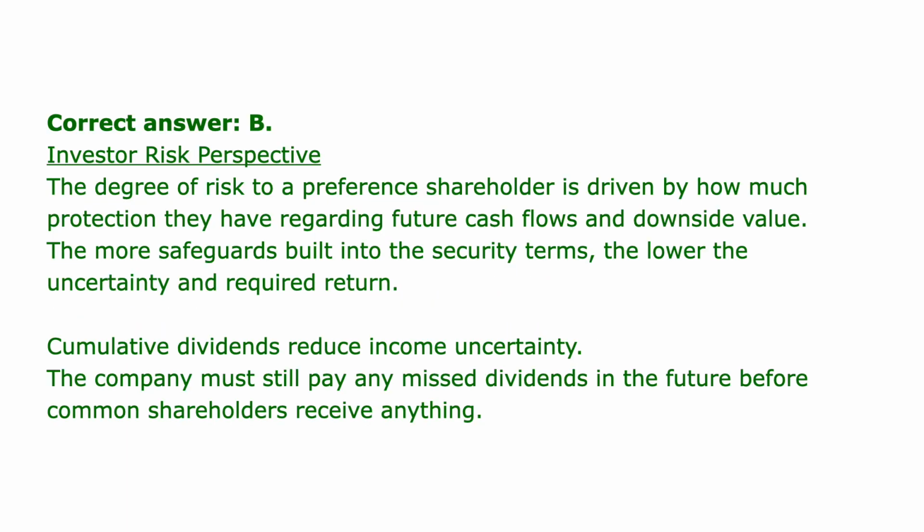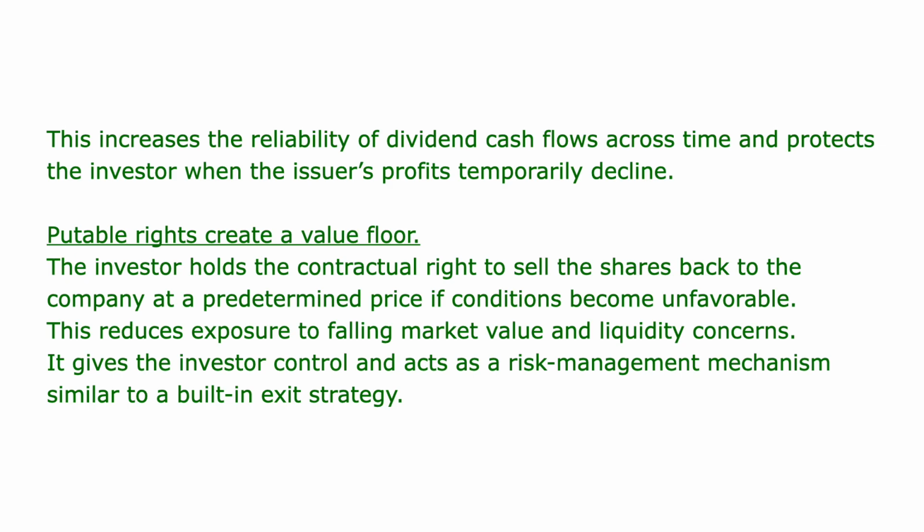Correct answer, B. When it comes to the risk for preference shareholders, it really depends on how well they're protected from future cash flow issues and potential losses. The more safeguards the security has, the less uncertain things are and the less return you'll need to expect. Plus, if a company pays dividends over time, it helps smooth out income uncertainty. Just a heads up, even if a company doesn't pay dividends now, they still have to make up for any missed ones before common shareholders get anything. This makes dividend payments more dependable over time and shields the investor from potential dips in the issuer's profits.